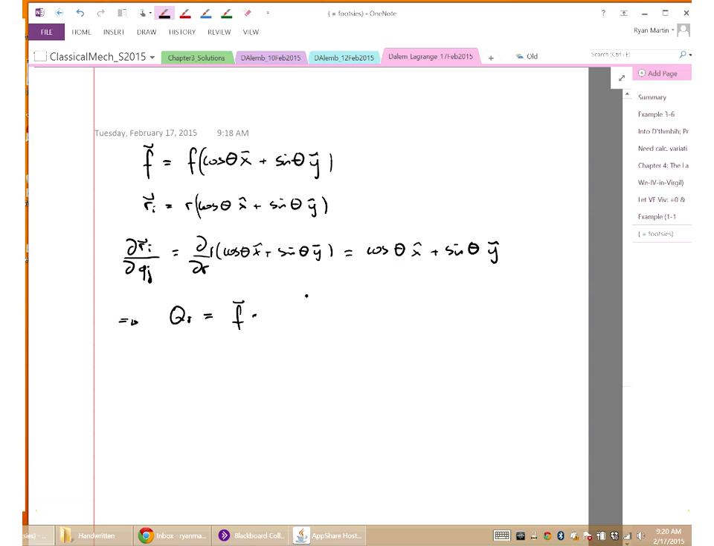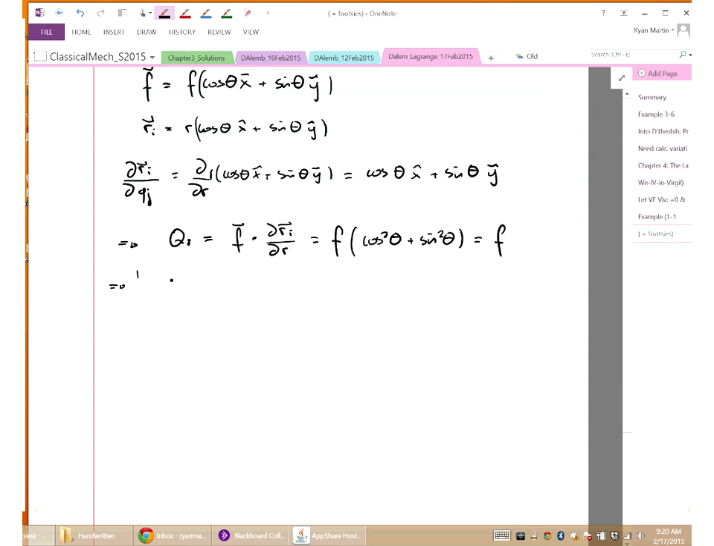Hence, Q_R is F dotted with ∂r_i/∂R. And so if I dot F with this, I have F times cos theta x hat plus sine theta y hat dotted with cos theta x hat plus sine theta y hat. So that'll be F. The x components in the dot product will give cos squared, and then the y component will give sine squared. And so the total generalized force is just F.